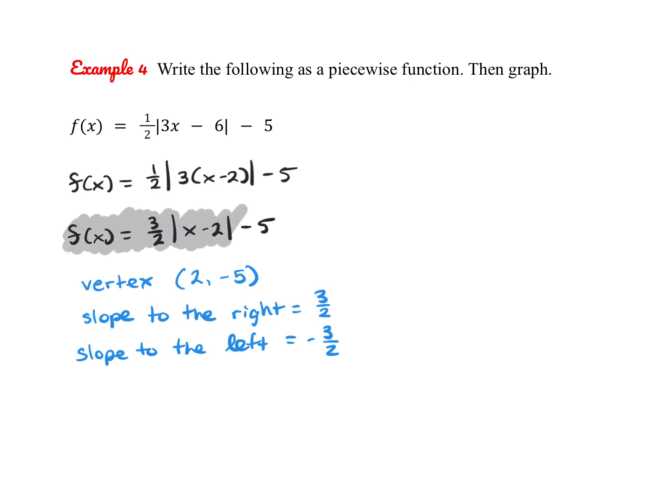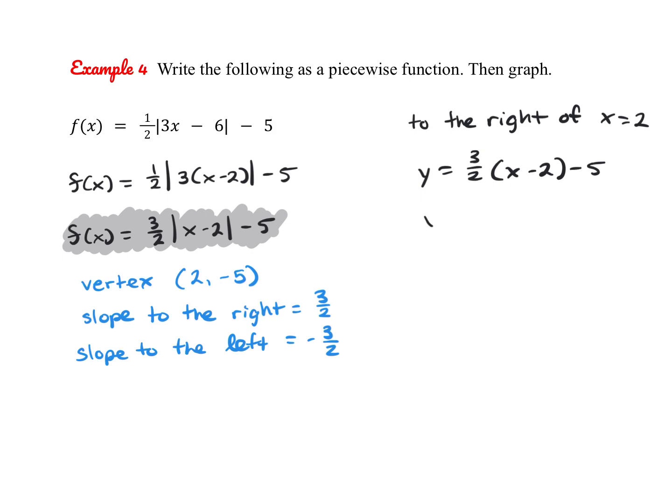So remember, everything to the right of our vertex, and we're going to use the x value of the vertex. So everything to the right of x equals 2, essentially the absolute values are doing nothing. So we have 3 over 2 times x minus 2 minus 5, and we will want to simplify that. So we have 3 over 2x, and then if I distribute here, we get minus 3 minus 5, so we get minus 8.